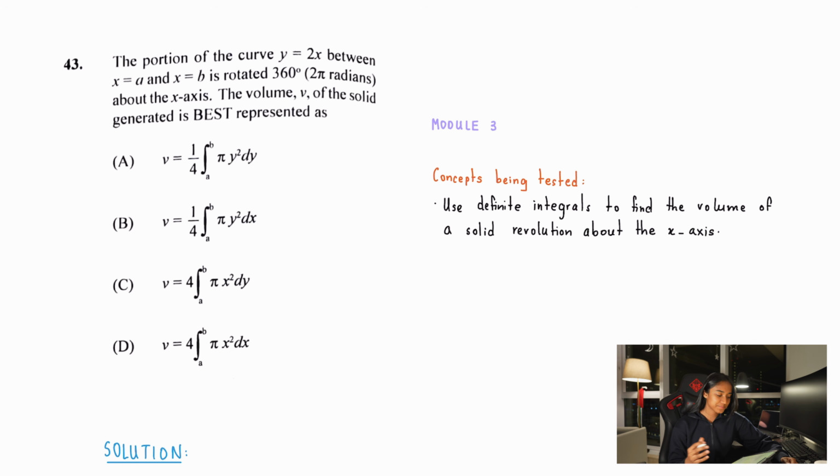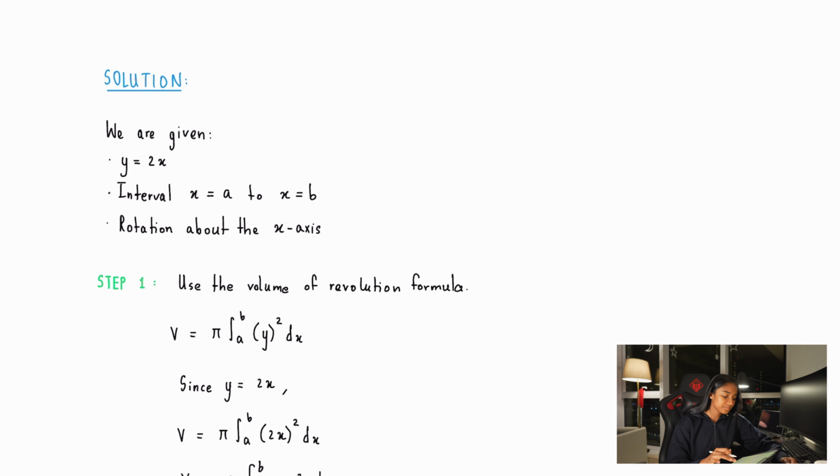Question 43. The portion of the curve y is equal to 2x between x is equal to a and x is equal to b is rotated 360 degrees or 2 pi radians about the x-axis. The volume V of the solid generated is best represented as which of the following? We are going to use definite integrals to find the volume of a solid of revolution about the x-axis. We know that y is equal to 2x. The interval is x equals a to x equals b, and it's a rotation about the x-axis.